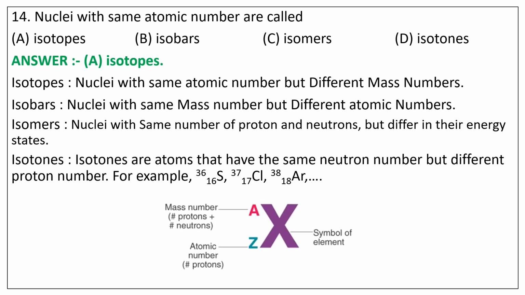In general, the elements are represented by capital X, where X is the symbol of the element. A is mass number, which includes protons plus neutrons. And Z is atomic number, which includes only protons.